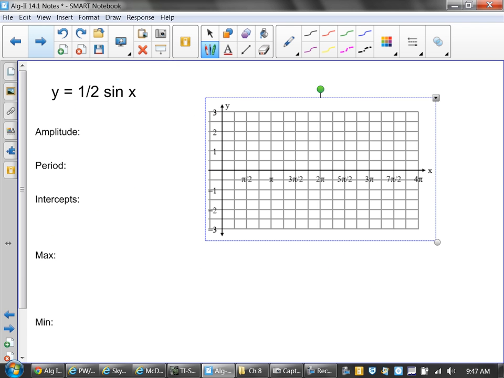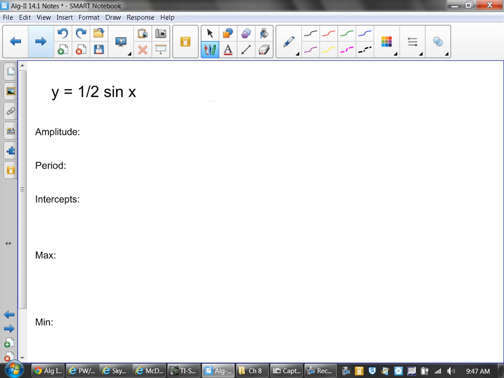Okay, let's try a different one. 1/2 sine x. What's going to change now? The only thing that changes is the amplitude. Instead of going to 1, what does this one go to? Half. So your amplitude is your A value. Your A value is 1/2. Again, it's positive, so I don't have to worry about my absolute value. My B value, again, is 1. So that means my period is 2 pi.